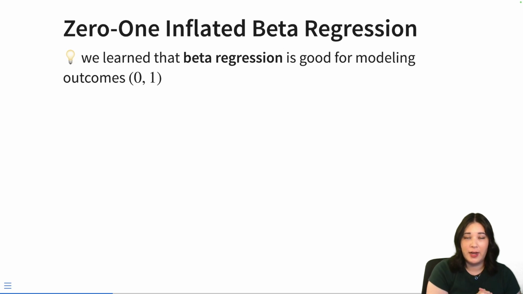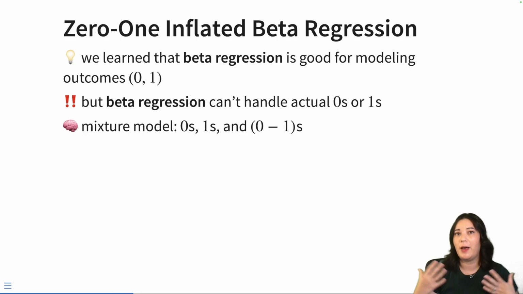One really common example of a mixture model in the GLM framework is 0-1 inflated beta regression, or ZOIB for short. So if you remember, we talked about beta regression, which is good for modeling values that are between 0 and 1, so probabilities, proportions, stuff like that. However, as we talked about, one of the limitations of beta regression is that you can't model exact zeros or ones. It basically assumes that everything is between 0 and 1, non-inclusive. So we could actually use a mixture model to help overcome this problem.